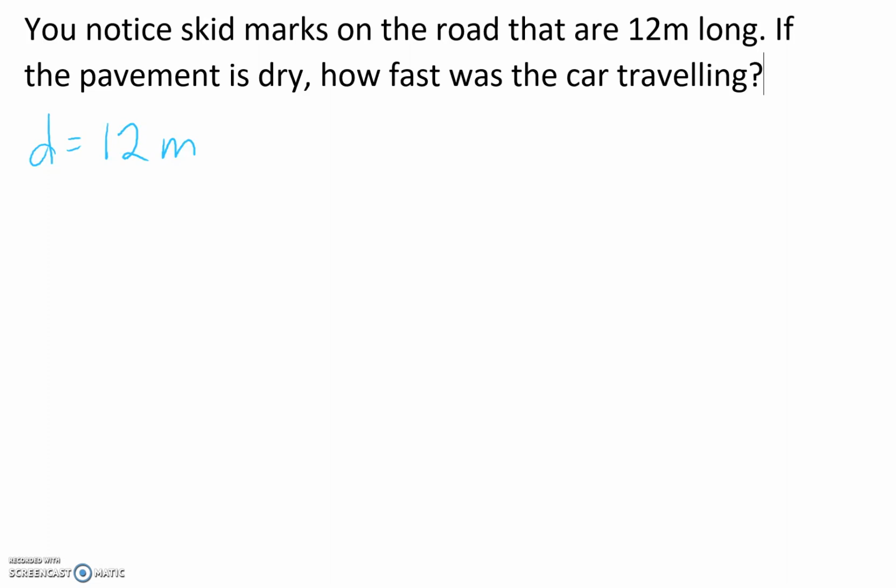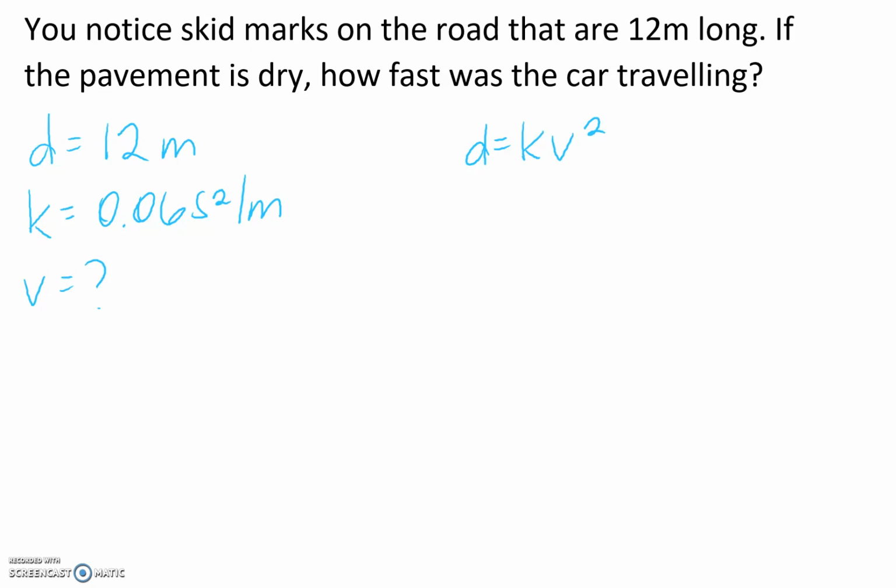It also tells you that the pavement is dry, which is going to indicate that your coefficient of friction, or your K value, was 0.06 seconds squared per meter. What you're being asked to solve for this time is the car's speed. Now, this is where it gets a little bit tricky, because remember that the formula is D equals KV squared. And so if you're asked to find speed, the formula is only set up for you to find V squared.